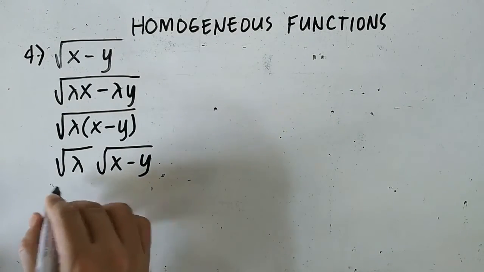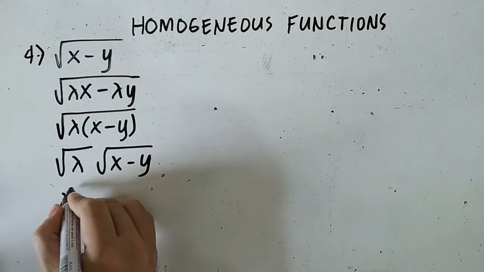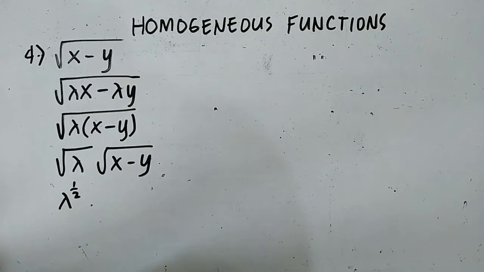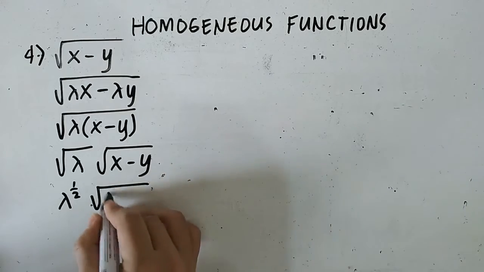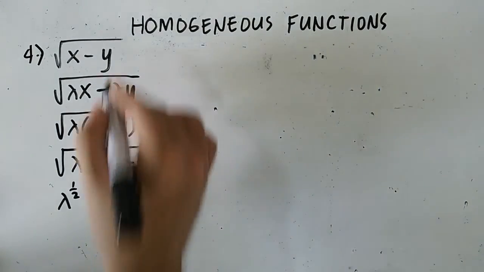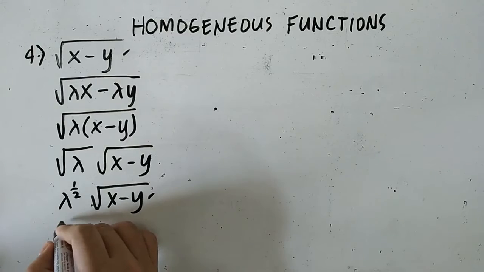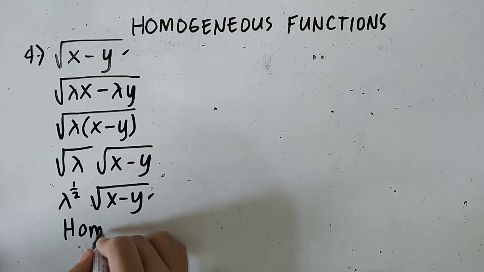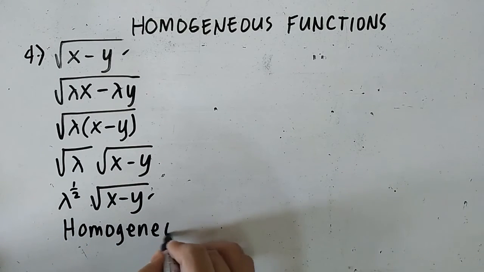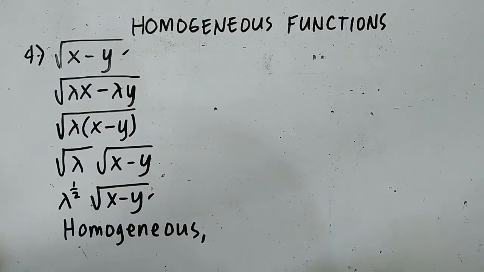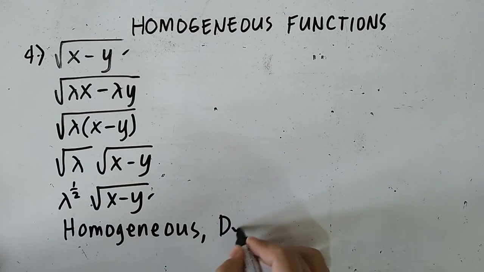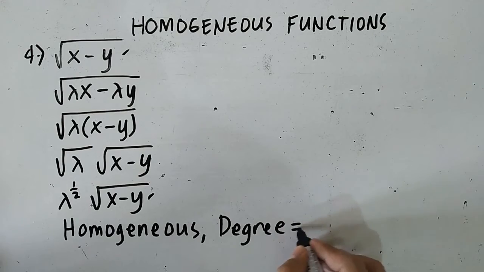Here we can convert the radical into an exponent, which is 1/2. Then we have the square root of x minus y. We now have the original function, and since the original function doesn't have any lambda in it, we can say that this function is homogeneous. And what is the degree? The degree is equal to 1/2.